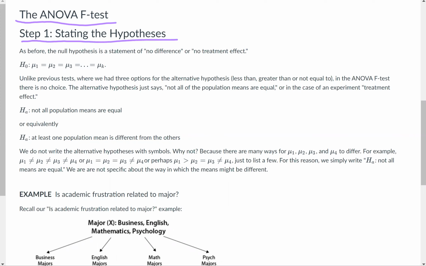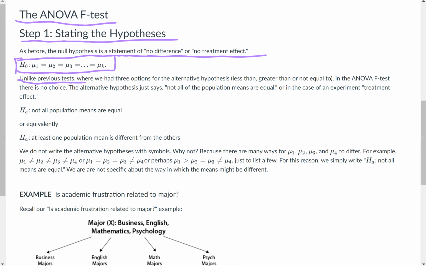We've seen this before, but only when we had one mu or two mu's to compare. As before, the null hypothesis is a statement of no difference or no treatment effect. So even though there are more than two mu's here, because there are more than two populations, the null hypothesis still says that all the mu's are equal to each other. There's no difference. They're all the same, no matter how many there are in your example.